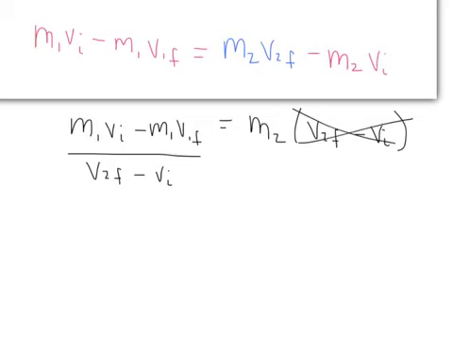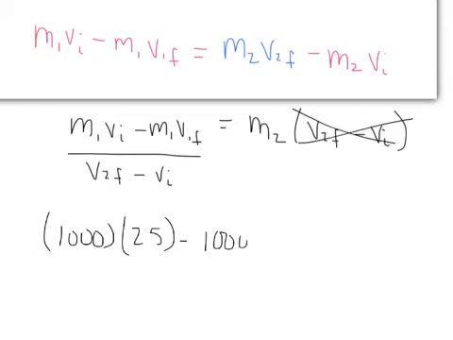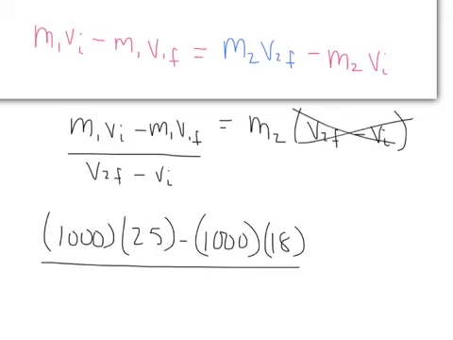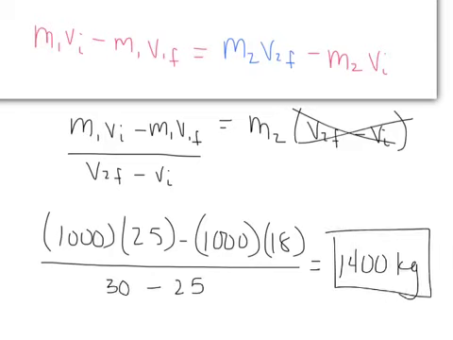So our solution for this problem, when we plug in, becomes 1,000 times the initial velocity of the system minus 1,000 times the velocity of the beam afterward, all over the velocity of the truck minus the velocity of the system initially, giving us a result of 1,400 kilograms. So the mass of the truck is 1,400 kilograms, and the mass of that beam was 1,000 kilograms, so it's a heavy beam that that truck was carrying. So we can see that there's a big jump in velocity when the beam was dropped from the truck. Your homework from this section is from 2 different pages here.